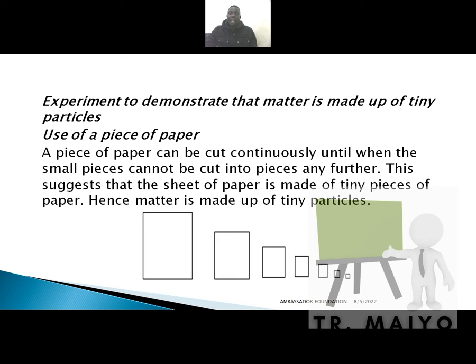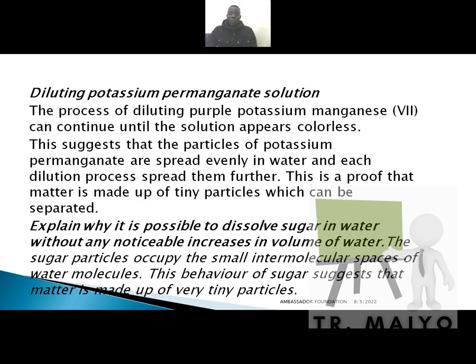Yes. We can also use liquid. We pick potassium permanganate solution. You put them in a beaker. You add water. You will see a deep purple color. You can add water as the purple color fades away until it reaches a point where there will be no purple color. Meaning, the tiny particles of potassium permanganate get diluted within the spaces of the liquid, that is the water you are using to dilute it.